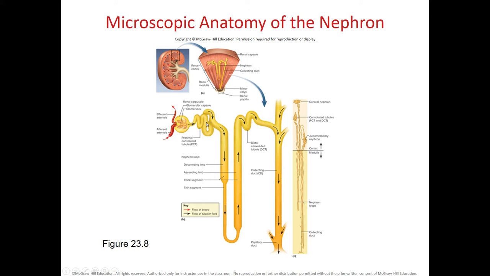Now, the tubules of the tubular part of the nephron are the following. The one that is close to the renal corpuscle will be the proximal convoluted tubule, or PCT. Then we will have this U-shaped structure that we will call the nephron loop. And within the nephron loop, we have a descending limb, or a part that goes down. And then we have this thin segment, which is this. And then we have this thick segment, which is this. And the thick segment is located within the ascending limb. And then we have this tubule that is called the distal convoluted tubule, or DCT. And then connected to this distal convoluted tubule, we have this almost vertical structure that we call the collecting duct, or CD.